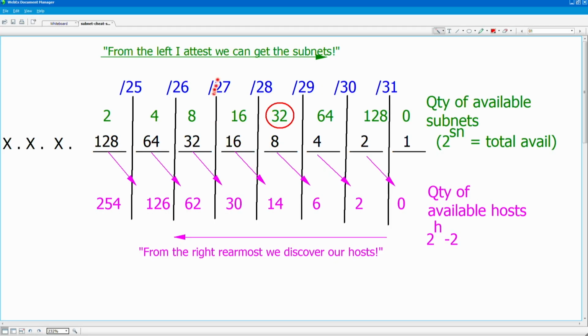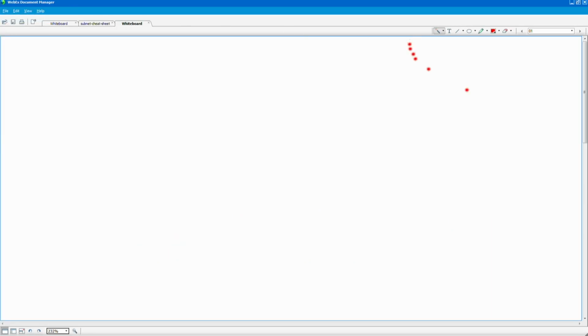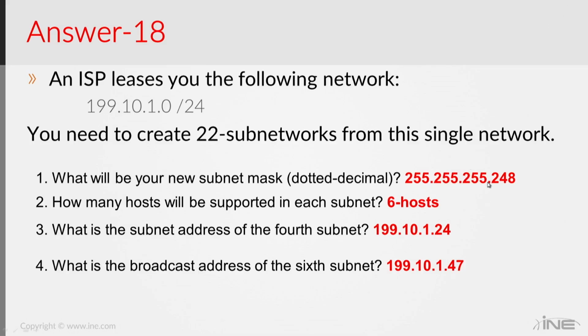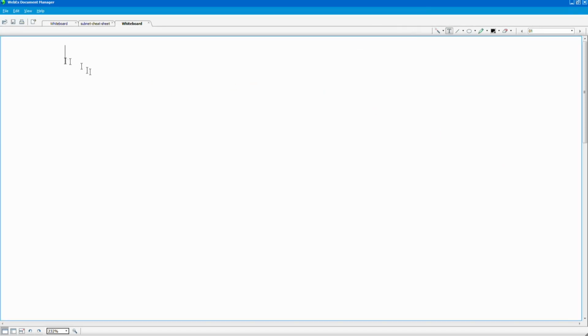If you came up with a subnet mask that was a /27, well, just looking to the left of this line, all of your subnets are going to be in multiples of 32s. They're all going to be in multiples of 32s. So in our particular case, we came up with 255.255.255.248, which was equivalent to a /29.